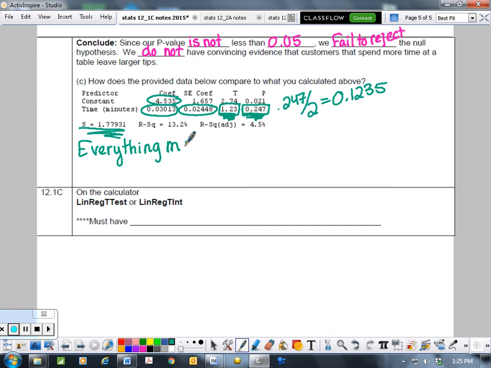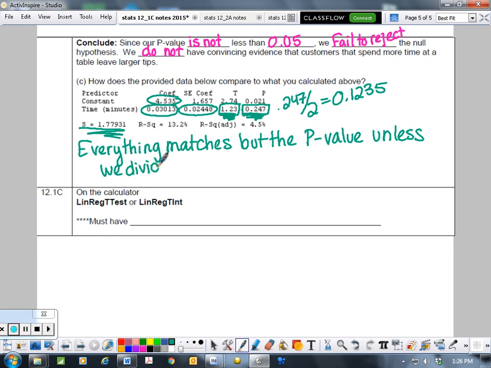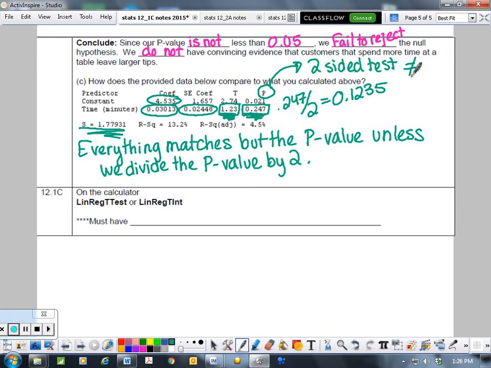So everything matches but the p-value, unless we divide the p-value by 2. Which means that this p-value is always for a two-sided test. So anytime you want the p-value for a one-sided test, you just divide by 2.